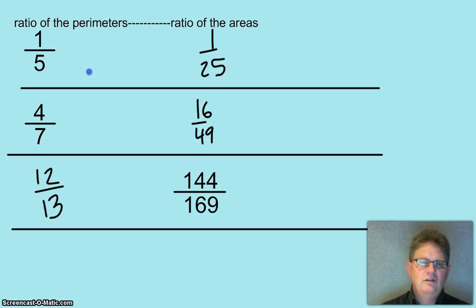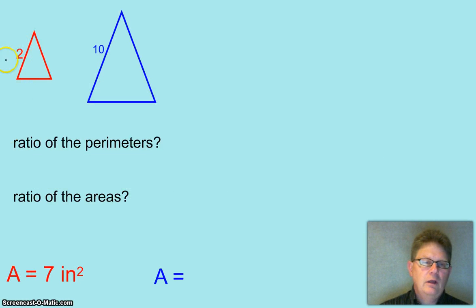So how are you going to use these things with similar triangles? Well, you're going to be given a pair of corresponding sides. You're going to be given the area of one of the two figures, and you have to find the area of the other figure. So what you're going to do is the ratio of the perimeters is going to be 2 to 10. That, of course, can be reduced down to 1 to 5. Then you're going to find the ratio of the areas by squaring 1 and squaring 5. The ratio of the areas is 1 to 25.